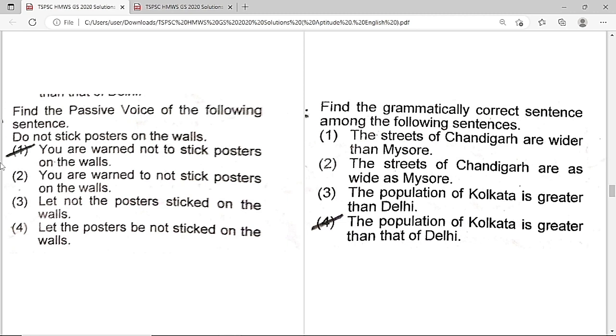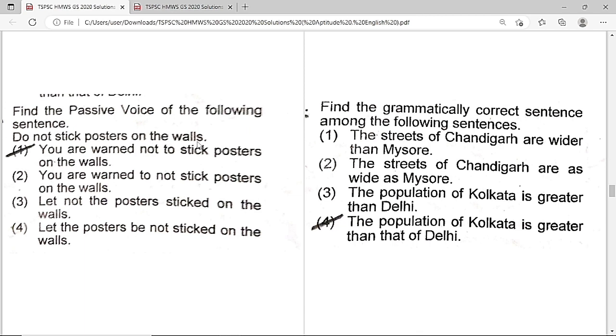You are warned not to stick posters on the walls. So do not stick posters on the walls, it is the active voice. Then you are warned not to stick posters on the walls, so this is a passive voice. So do not stick posters on the walls, it is basically an active voice. You are warned not to stick posters on the walls, so this is a passive voice.